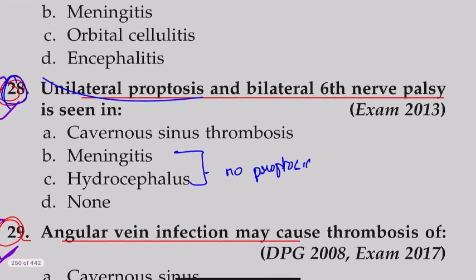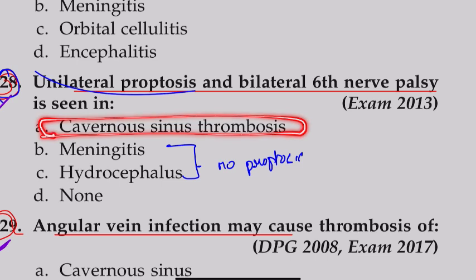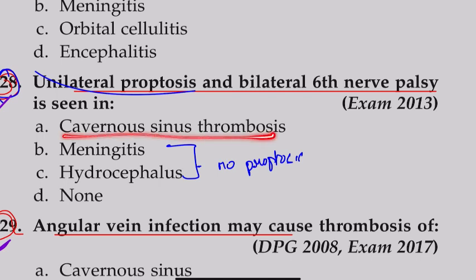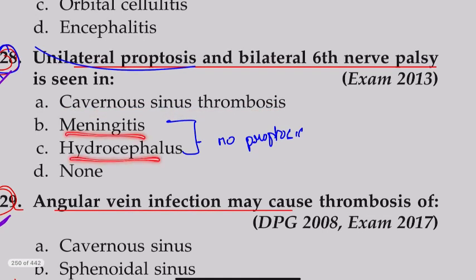Okay. Unilateral proptosis and bilateral sixth nerve palsy is seen in what? It is seen in cavernous sinus thrombosis, right? In a patient of cavernous sinus thrombosis, there will be involvement of the sixth nerve. Bilateral proptosis will soon follow after the unilateral one. In meningitis and hydrocephalus there will be no proptosis, right?